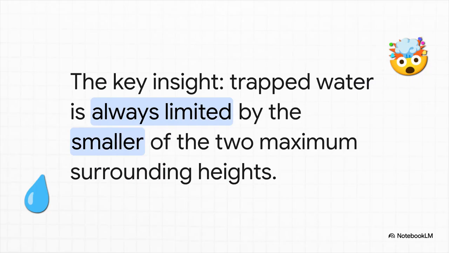Now, this whole trick, this whole beautiful solution hangs on one single brilliant insight, and it's this. The amount of water you can trap at any point is always limited by whichever wall around you is shorter. Think about it. You don't need to know the absolute tallest wall on the right if you already know your left wall is tiny. That tiny left wall is what sets the water level, period.